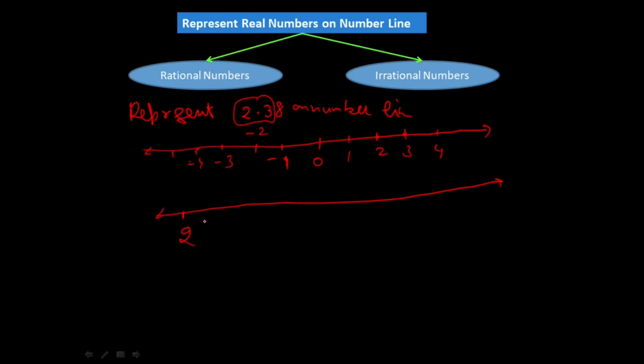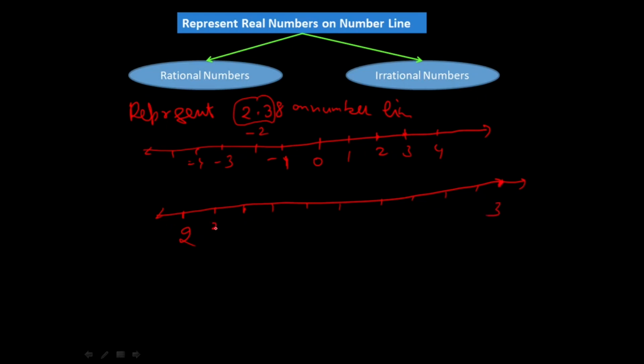Assume this is 2 here. Take the equal lengths. This interval should be of equal length. This length equal to this length. And there are 10 equal parts. 1, this is 2, this is 3, 4, 5, 6, 7, 8, 9 and 10. You can extend it. This is the last one. This will be definitely 3.